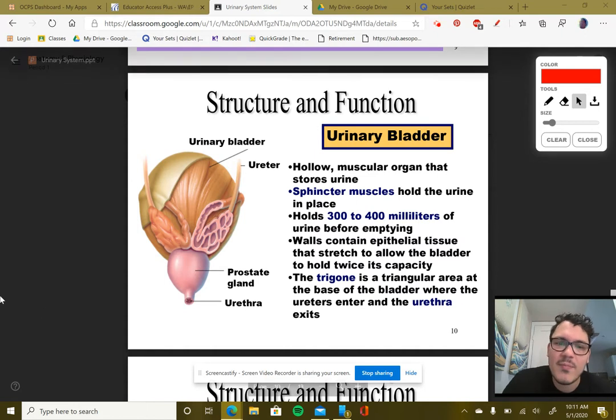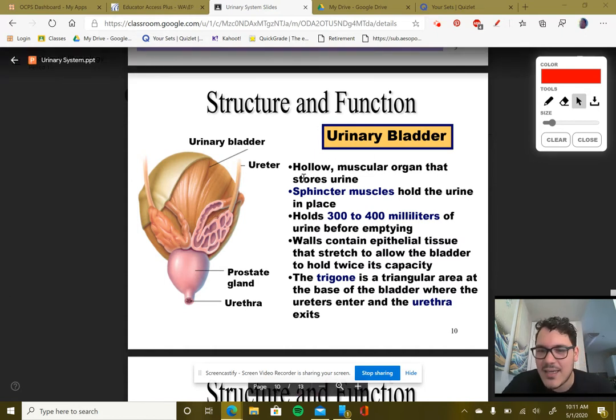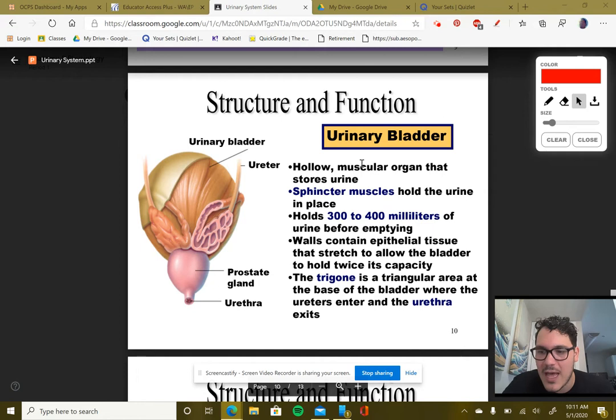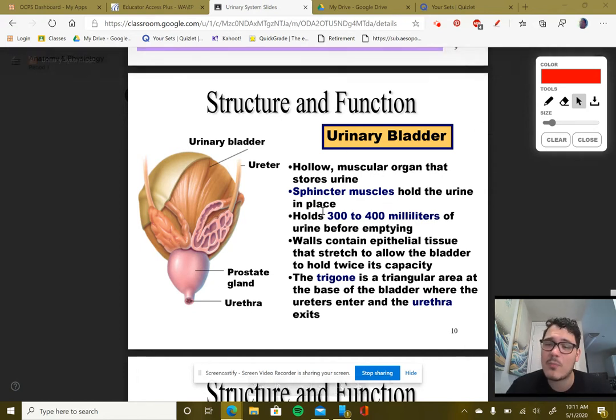So the bladder. Here's what we can see. It's a hollow muscular organ that stores urine. So we have a lot of this muscular tissue, specifically more along the lines of smooth muscle, that surrounds the bladder. There are sphincter muscles that hold the urine in place. Remember the sphincter muscles, I think of them like these muscular doors that just contract to contain everything in place. Holds 300 to 400 milliliters of urine before emptying. That is a pretty substantial amount, right?